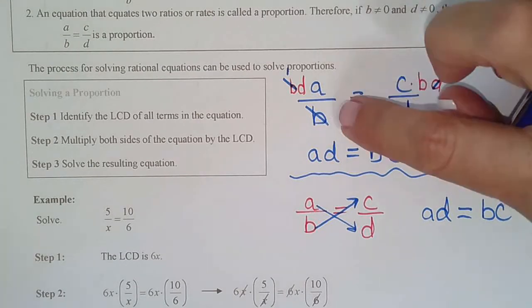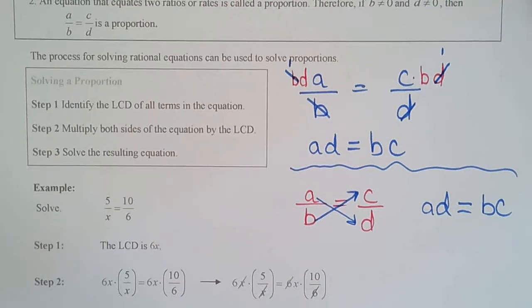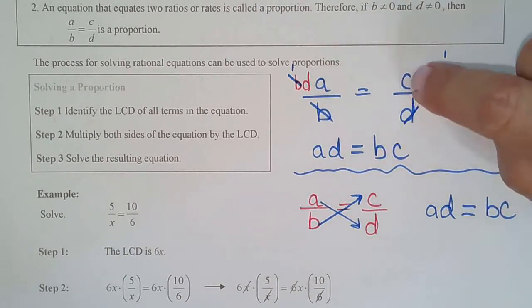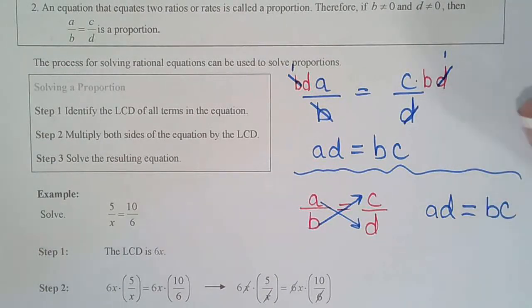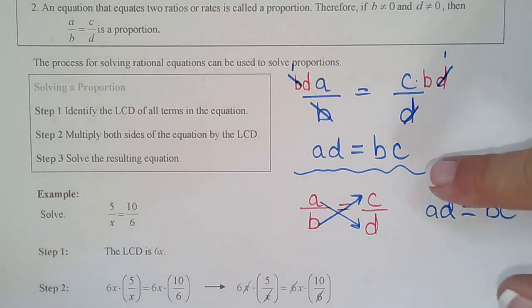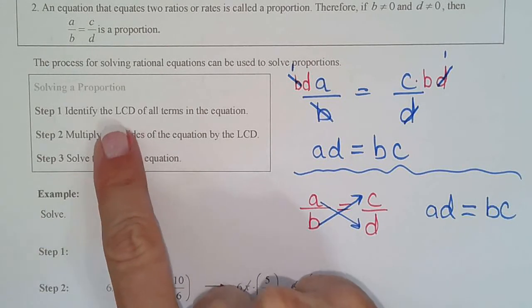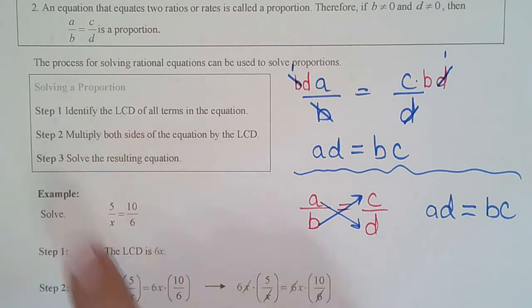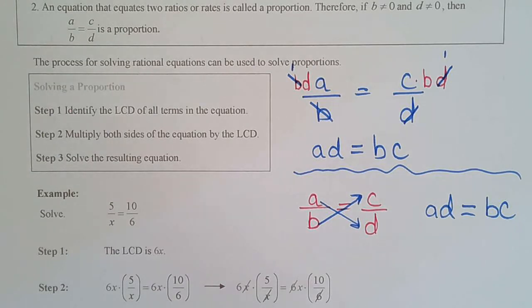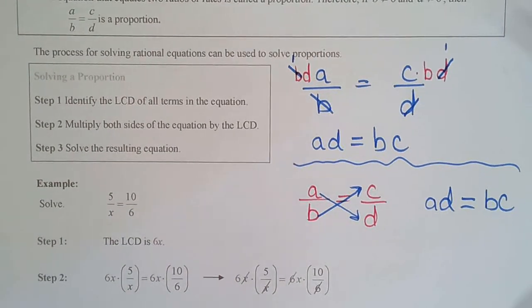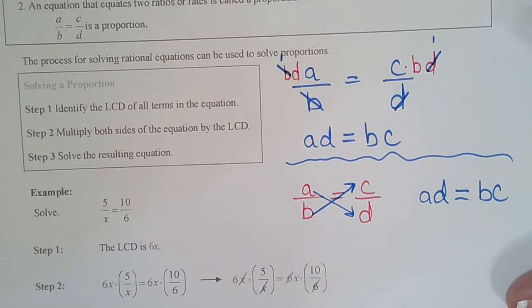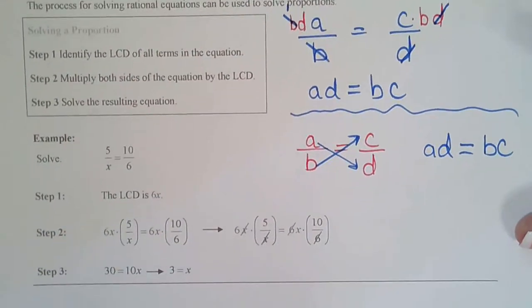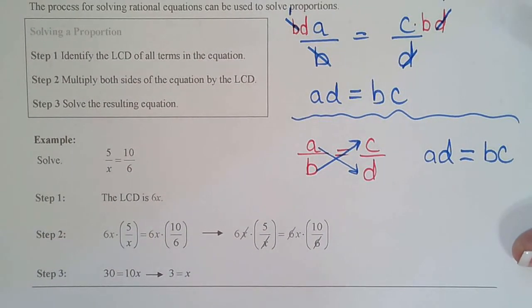Again, each fraction is called a ratio. When you set 2 ratios equal, we call that a proportion. To solve proportions, you can use the LCD, like we have been in this chapter, or you can set your cross products equal. I'll switch back and forth just so we can practice both ways.